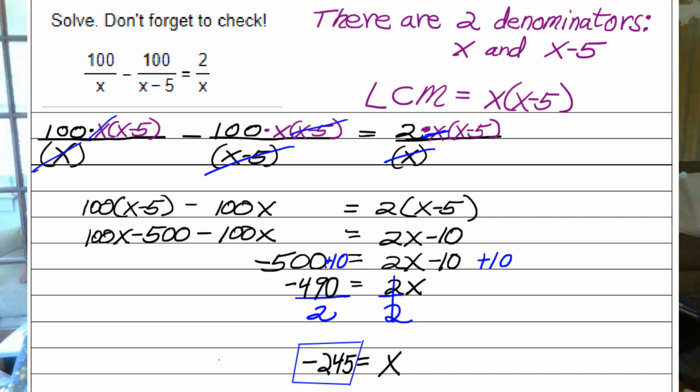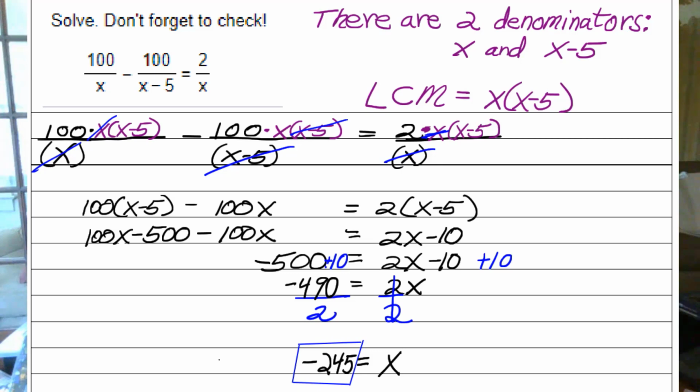And then I'll multiply 100 over x by x times x minus 5, minus 100 times x minus 5 over x minus 5 equals 2 times x minus 5 over x. And then I cancel my denominators. Here the x's cancel, and I'm left with 100 times x minus 5. Here the x minus 5's cancel, and I'm left with minus 100x. And over here the x's cancel, and I'm left with 2 times x minus 5.